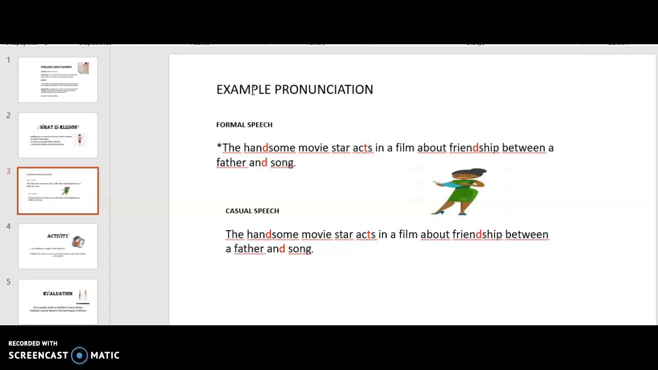Example pronunciation. Formal speech: The hands-on movie star acts in a film about friends is between a father and son. Casual speech: The hands-on movie star acts in a film about friends between a father and son.